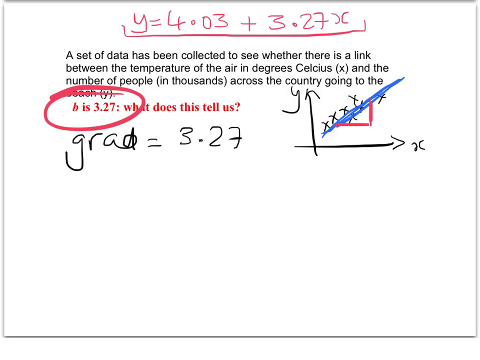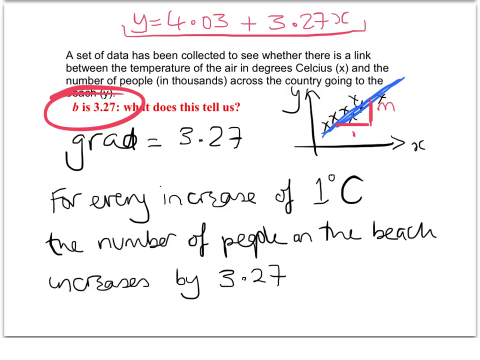What they're after is for you to understand what a gradient is. A gradient of a line means that if you go across one, you go up by the gradient, which we usually call m. So what we're saying is, if we increase the x, whatever it is, by 1, then we will increase, in this case, because it's a positive gradient, the y by 3.27. In words, it would look like this.